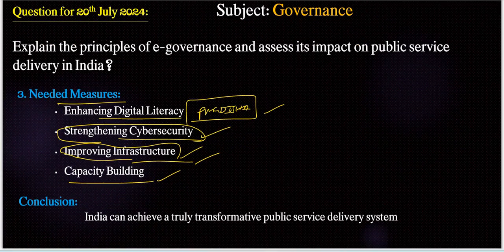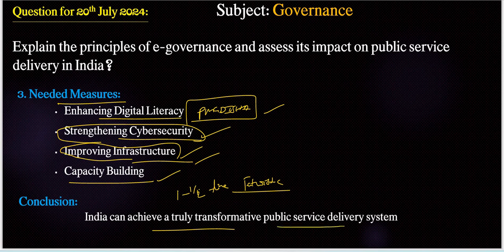Other than this, finally, we need to conclude with a one to one-and-a-half line futuristic line, right? That is the futuristic note, very important here. So we need to connect the conclusion part with a futuristic line. Here, if we follow the above measures by addressing current challenges and focusing on inclusive and secure digital solutions, India can achieve a truly transformative public service delivery system. That is important here.